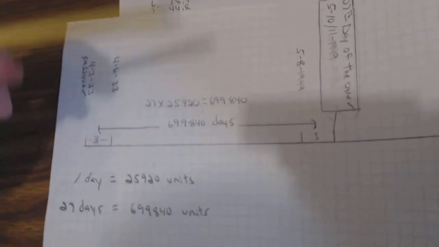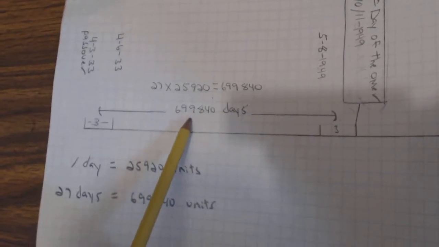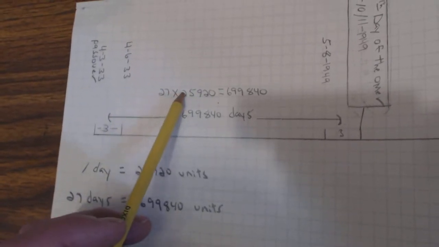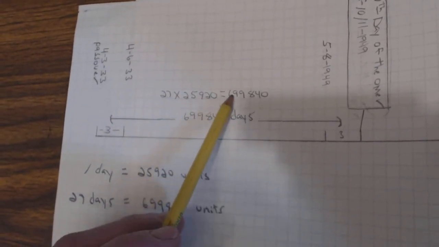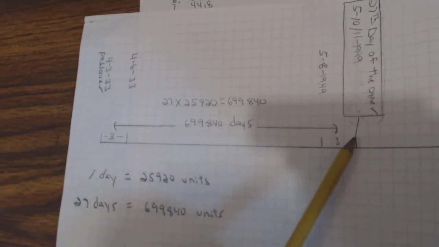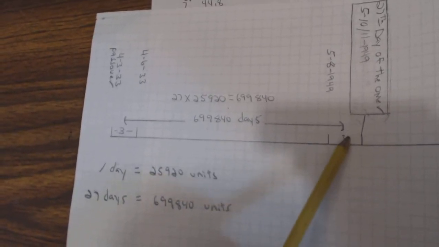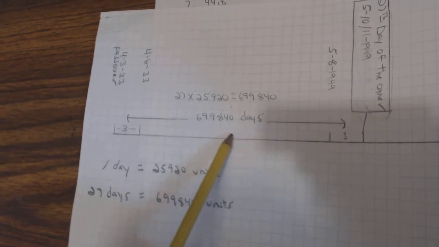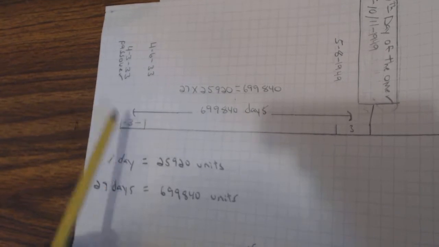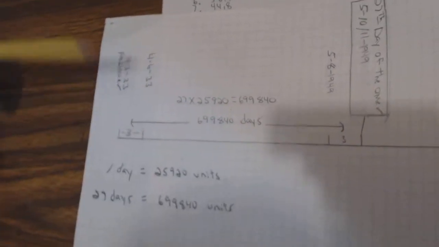And that's exactly, if you count back in time, the same number. This is units, this is days, and again it's 27 times 25,920, which is 699,840 days. Counting back from this period, right here, counting back 27 cycles of great years, it takes you right here. These two dates line up with these two dates, and that's how it works.